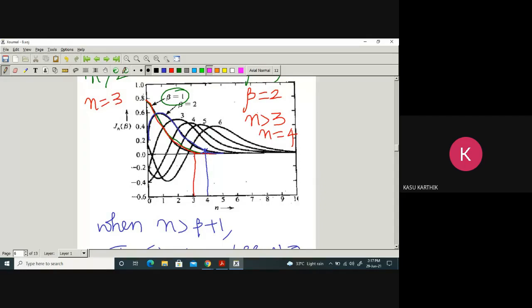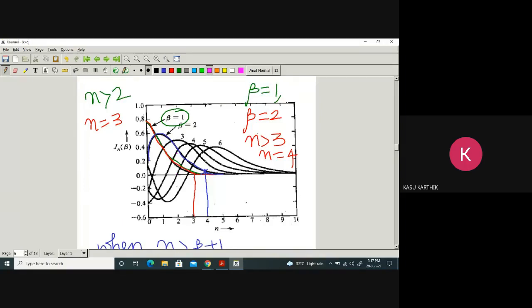In this diagram, just observe. Take beta equal to 1. Observe the graph of beta equal to 1. Whenever n is more than 2, it is becoming very, very less. It starts decaying. Whenever beta equal to 2, if n is more than 3, the graph is decreasing. The values are very, very small.